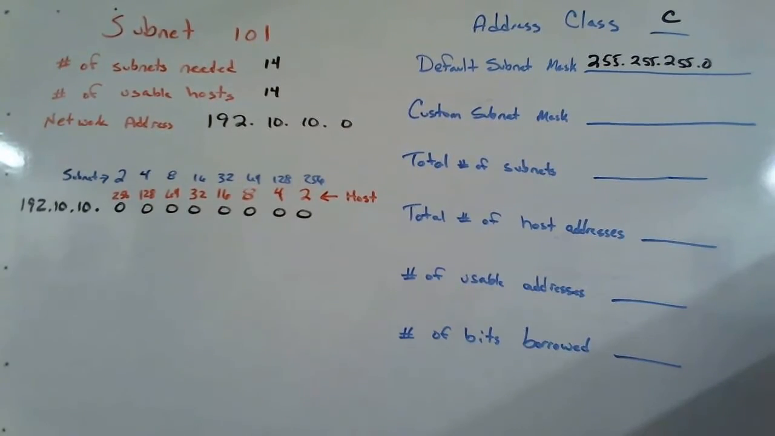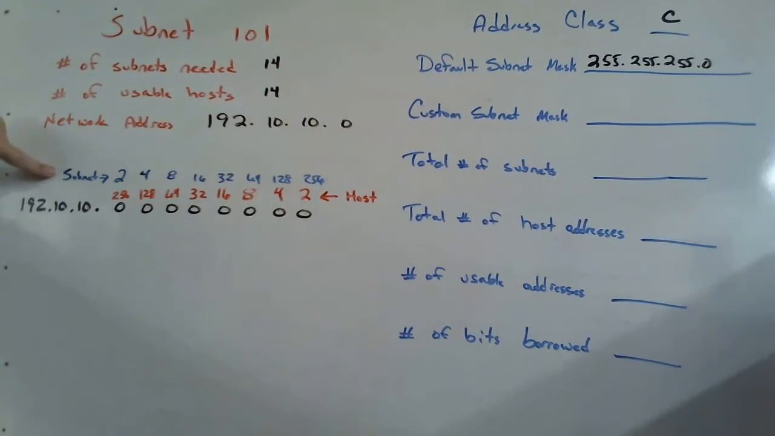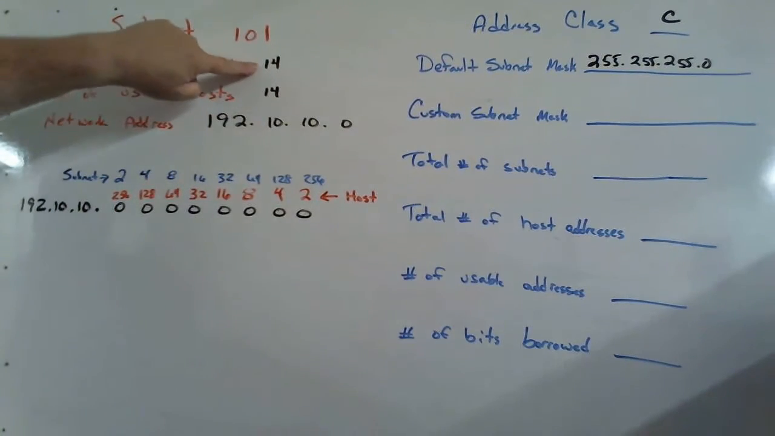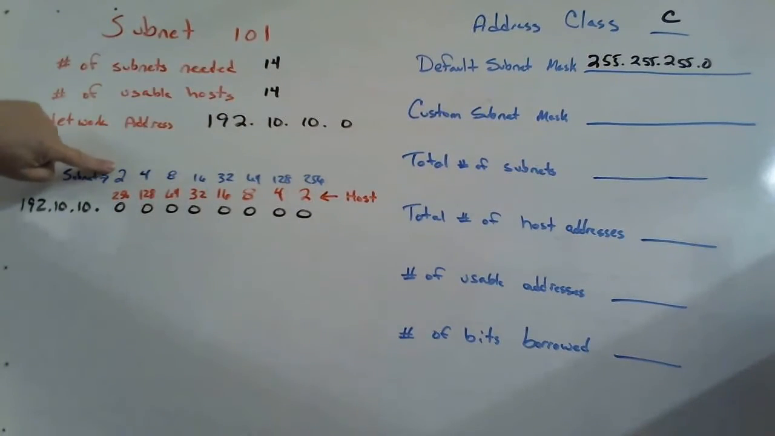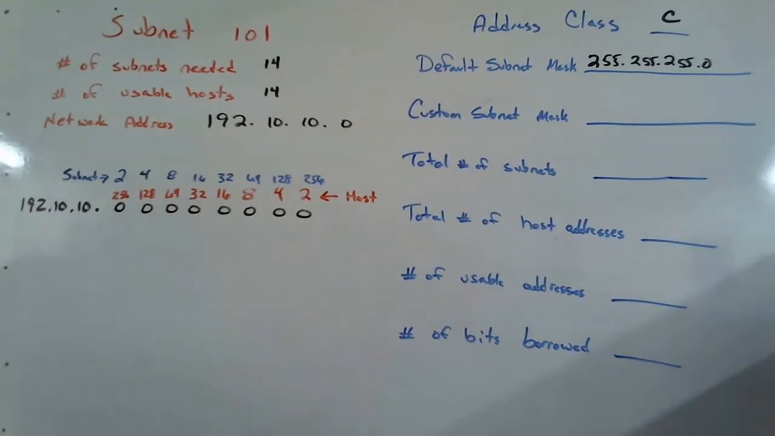That being said, my question is, how many do I need? 14. If I look at the subnet numbers, can I get 14 out of 2? No. Can I get 14 out of 4? No. Can I get 14 out of 8? Absolutely not. Can I get 14 out of 16? Yes, I can. I want to draw a line after the 16.